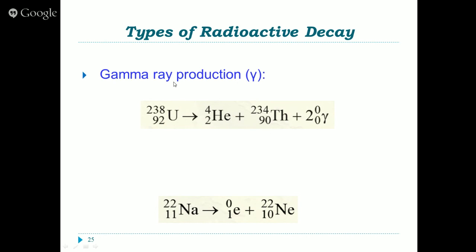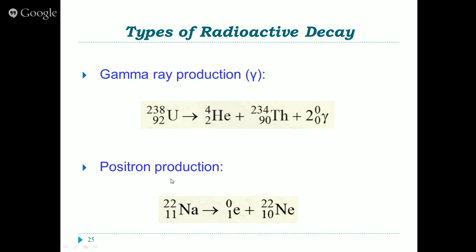Gamma. Gamma is a pure energy. So this is the stuff that comes off of a nuclear bomb, which just destroys things. Notice no mass number, no number of protons. It is simply energy. They still have to add up. 238 equals 4 plus 234. 92 equals 2 plus 90. So oftentimes in a balanced equation, we don't necessarily see the gamma rays because they are not affecting the overall mass change.